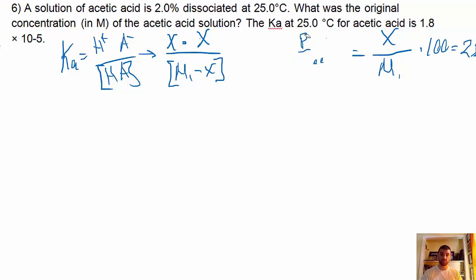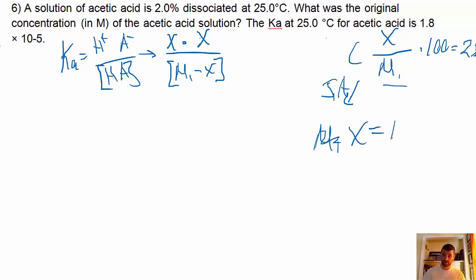So what I would suggest doing is to go, all right, what are we trying to solve for? The original concentration, M1, right? So let's plug things in. Let's solve for X in terms of M1. So let me look at this percentage equation. Let me get M1 by itself. In order to do that, I've got to multiply. It's just algebra. I'm not going to bore you guys with it. X equals the original molarity times 2.0 over 100.